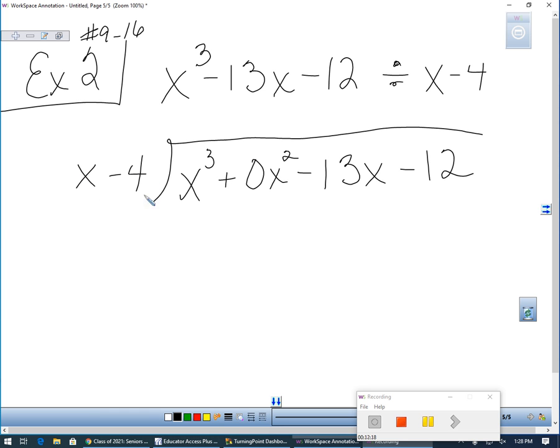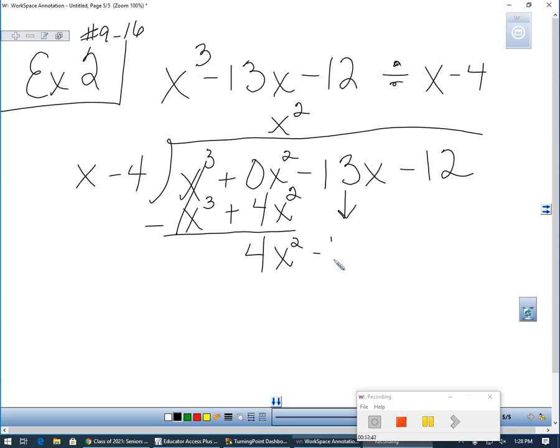All right, what times x gives me x to the third? Good. X squared times x is x to the third. X squared times negative 4 is negative 4x squared. Draw your line, change your signs. Your x to the thirds drop out. We get 4x squared. Bring down minus 13x.